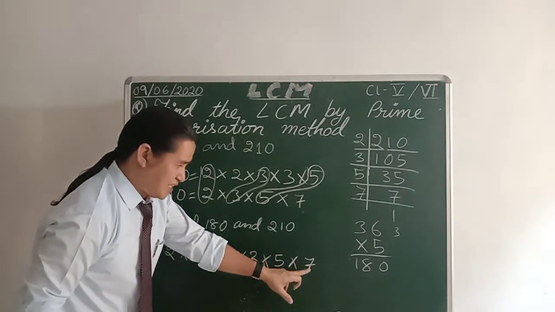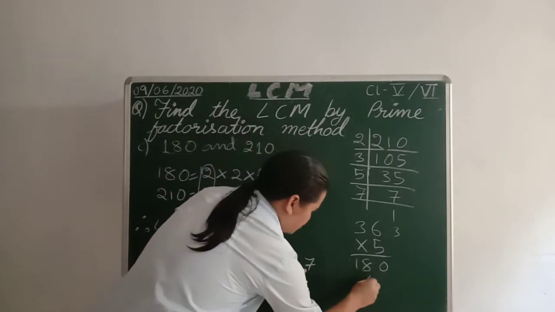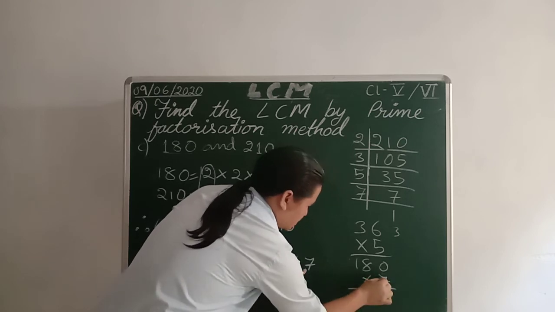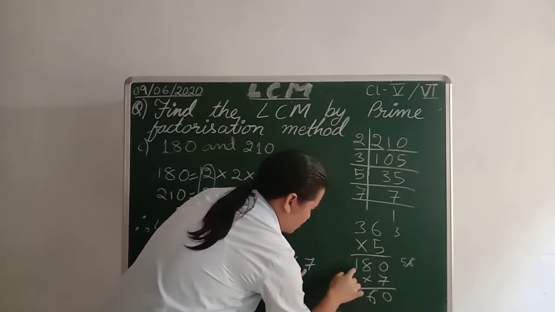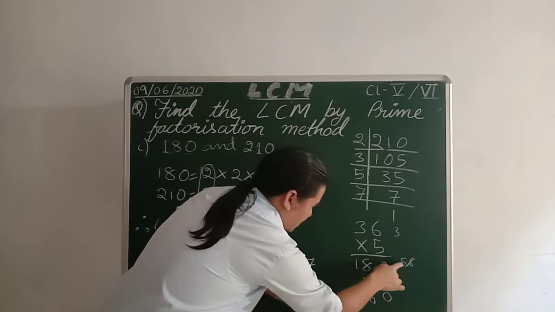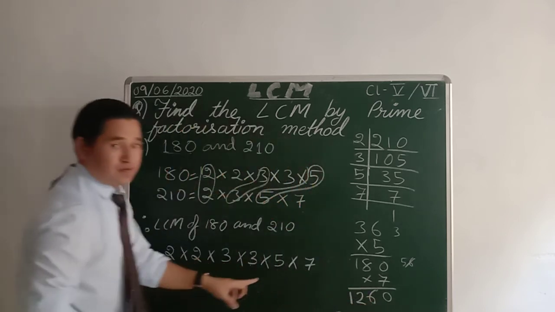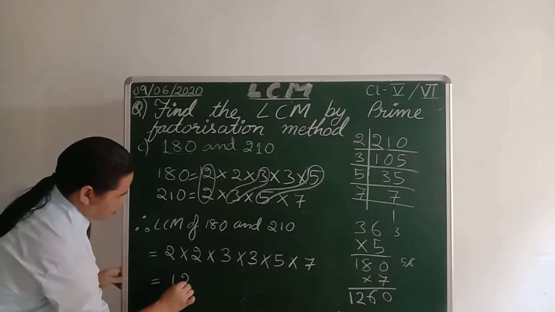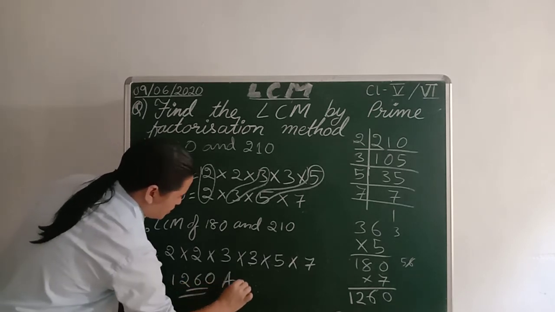Now 180 into 7, 7 zeros are 0, 7 8s are 56, 7 1s are 7 plus remaining 5. How much did you get? 1260. So this is your answer.